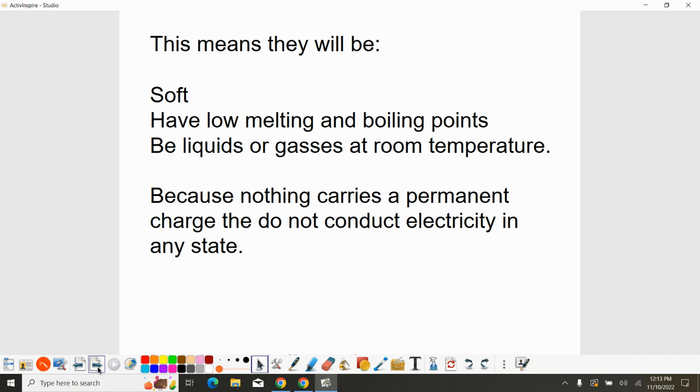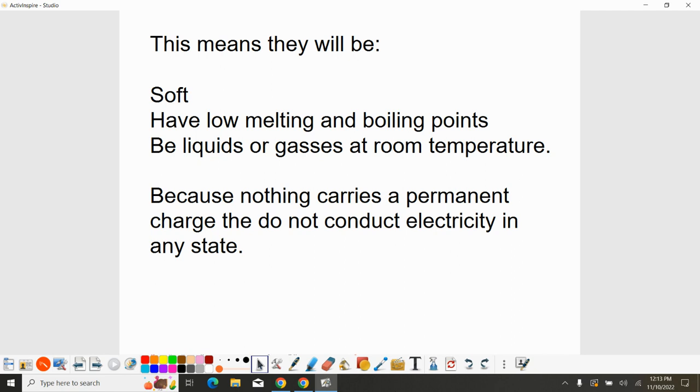Your covalent substances, because the forces of attraction are weak or non-existent, their properties are completely different. They're going to be soft. They're going to have low melting and boiling points. They're going to be liquids or gases at room temperature. And because there are no charges, they don't conduct electricity in any state. So the properties of our ionic and covalent substances are completely opposite.